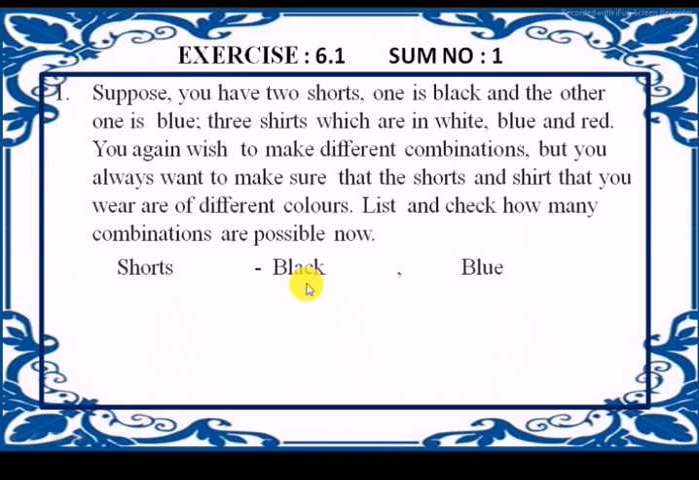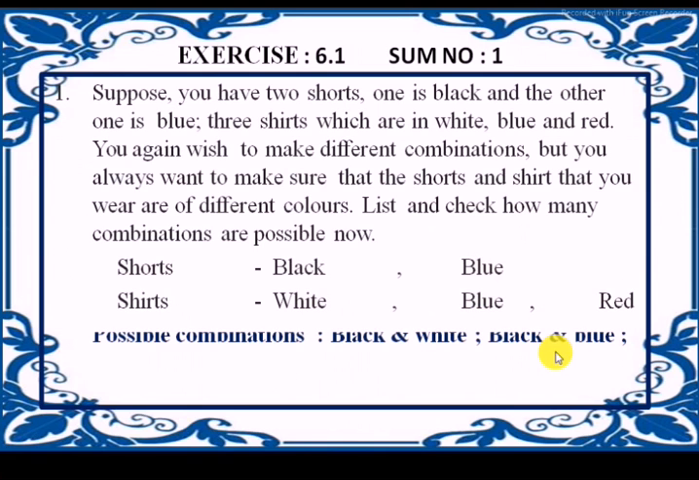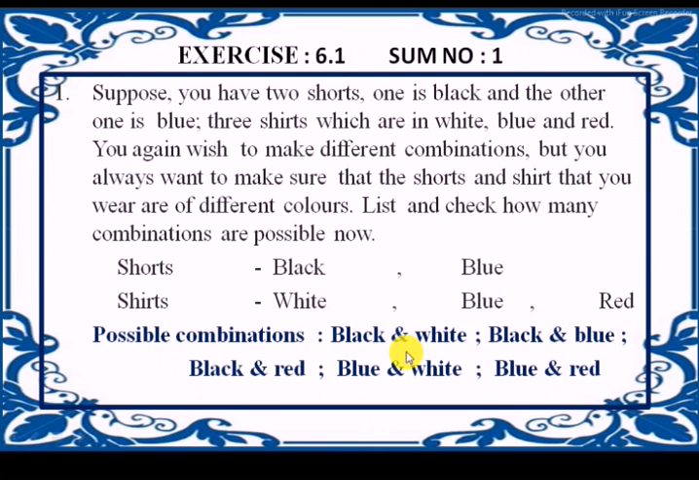So you have shorts which are black and blue in color, shirts white, blue and red. So the possible combinations will be black and white, black and blue, black and red, blue and white, and blue and red. When you see the question, you wish to make different combinations, but you want to make sure that the shorts and shirt that you wear are of different colors. So blue and blue is excluded in the given list.